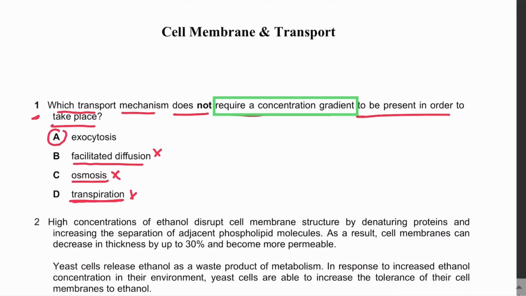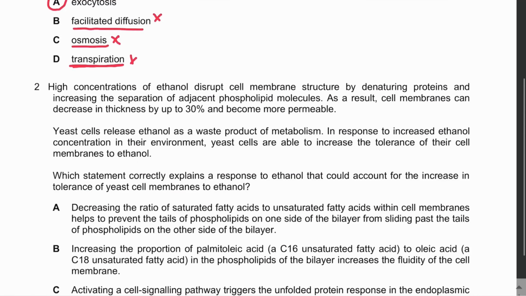Exocytosis is a process which does not require a concentration gradient. Exocytosis will involve the movement of very large molecules out of the cell irrespective of the concentrations. So the answer for MCQ number 1 is A. Exocytosis is an active process. It does not require a concentration gradient to occur. Let's move on to second MCQ.